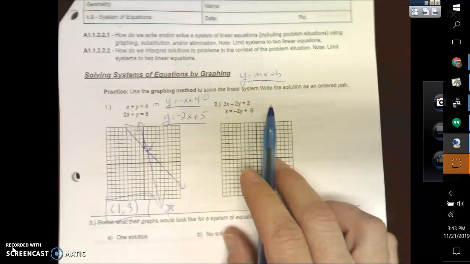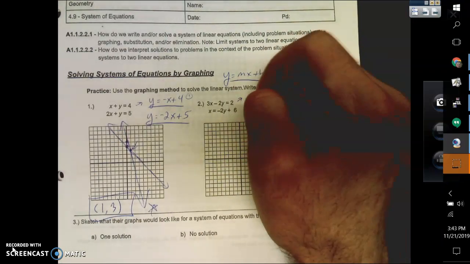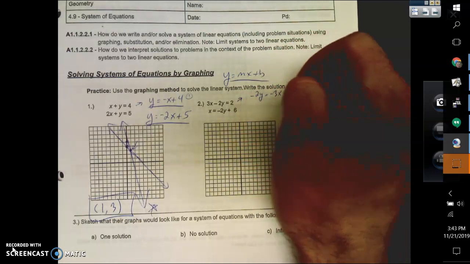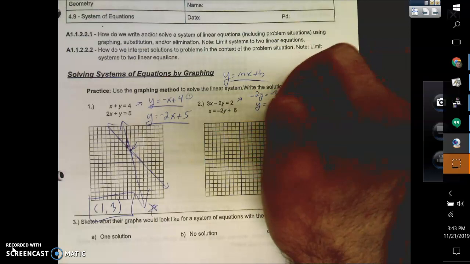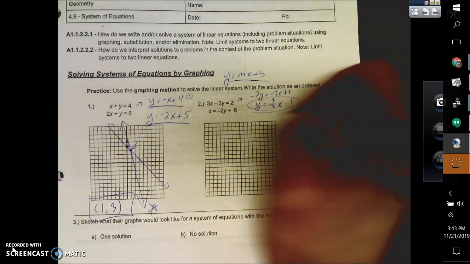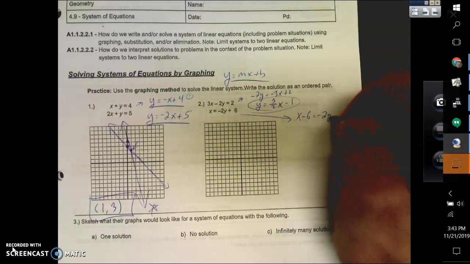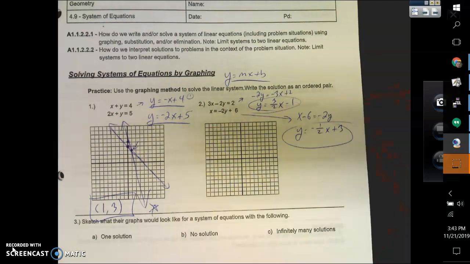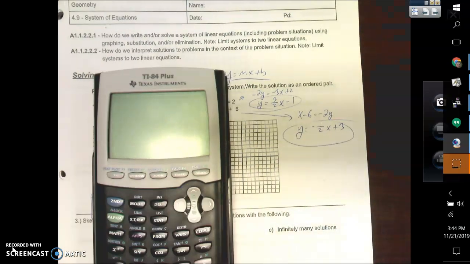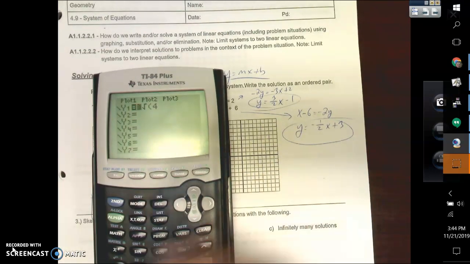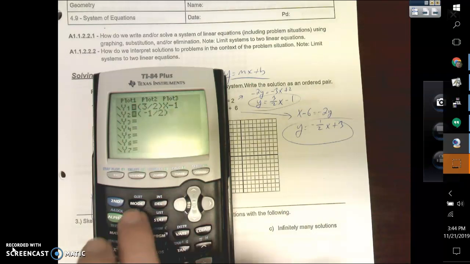So let me show you one more example here. I'm going to show you the calculator this time. If I subtract 3x over, and I divide everything by negative 2, I'll get y equals 3/2 x minus 1. There's my first one. And then my second graph, if I subtract 6 over, x minus 6 equals negative 2y, divide everything by negative 2, y equals negative 1/2 x plus 3. Check this out. These are the steps you can take. You go to y equals. Everything's already in y equals form. I type in 3/2 x minus 1. I type in my next one, negative 1 over 2 x plus 3.